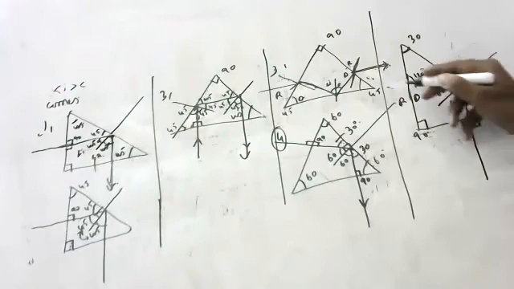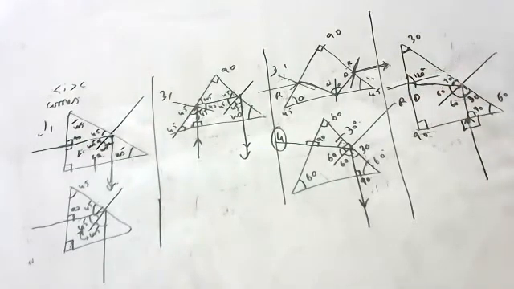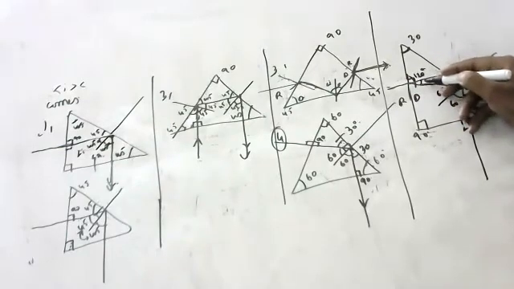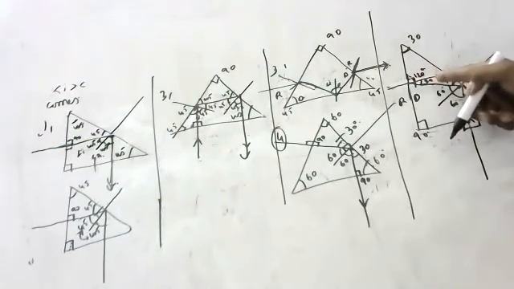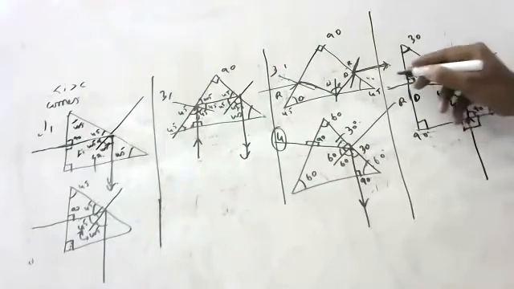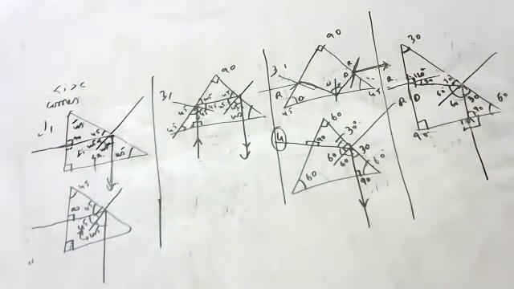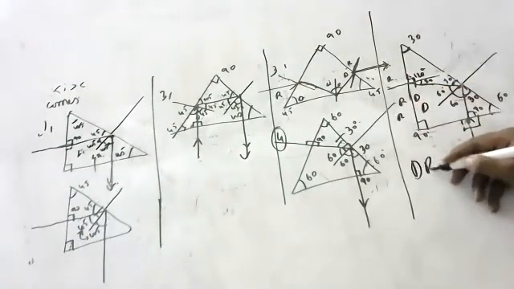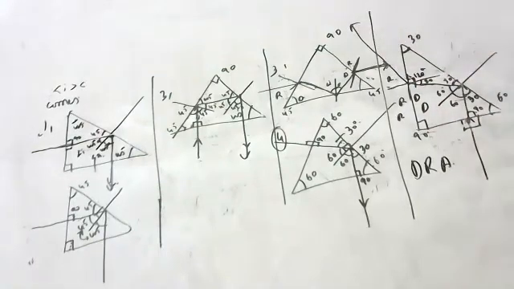Children, this is 120. I am drawing a normal at this point. This is also 90. If this is 90, this will be 30. And 30 means this is denser, this is rarer. Denser to rarer, the light ray moves away from the normal. It goes away, children. Like this, it goes away.